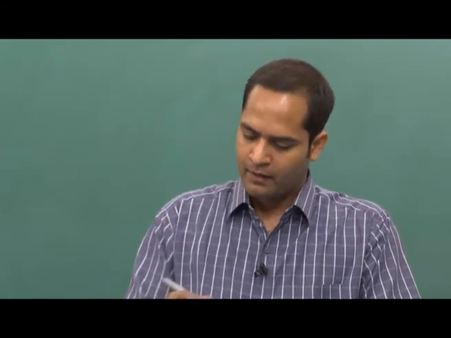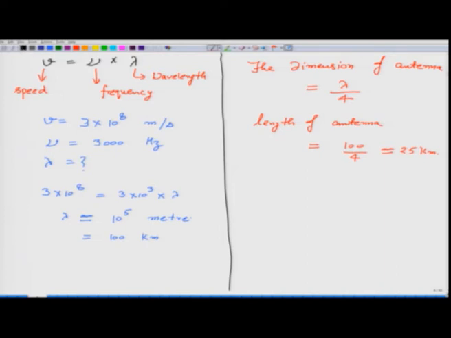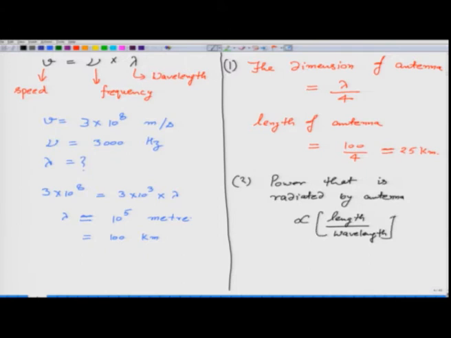Second requirement is the energy. This was the first requirement, the second requirement is typically the power that is radiated by antenna is proportional to length divided by wavelength and everything squared. So, this is the general requirement. So, if the wavelength is very big, for example, in our case wavelength was 100 kilometer, for such a big wavelength, the power that will be radiated will be very small.